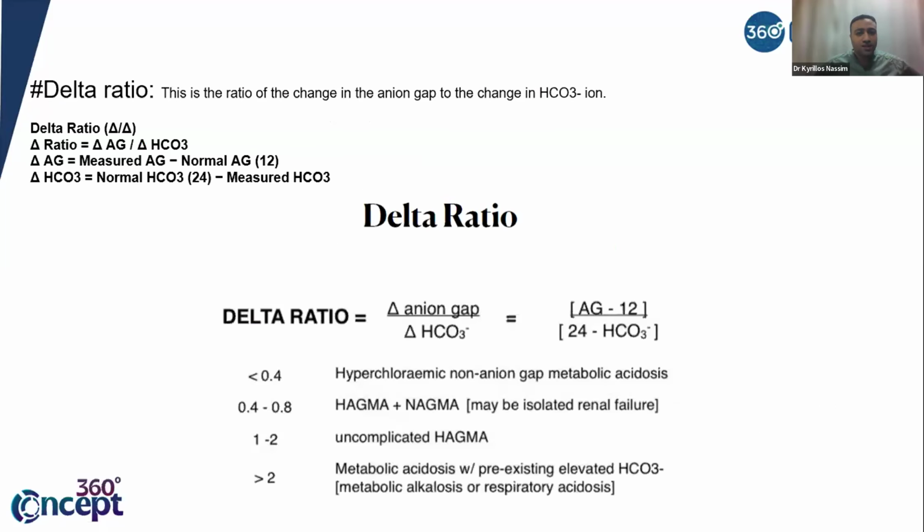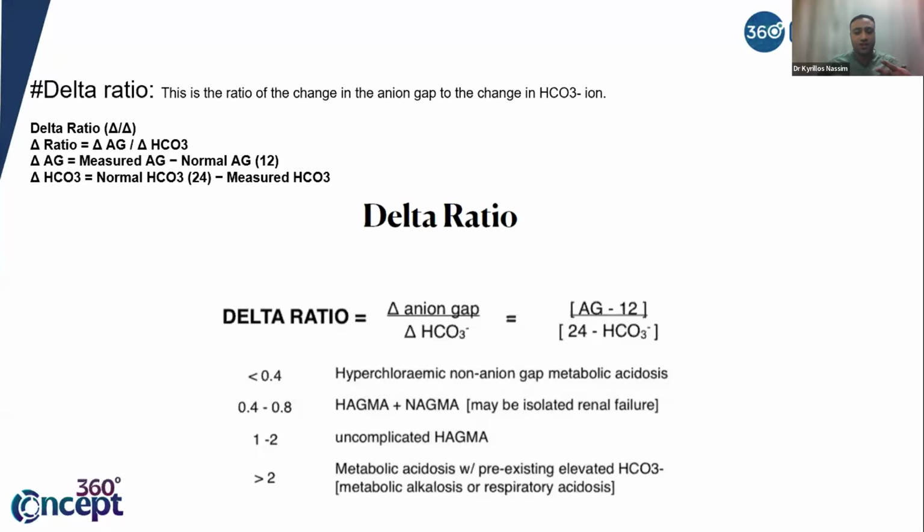So what is the delta ratio here? Delta ratio is the change of the anion gap to the change of bicarb. And you have the calculation here: delta anion gap, measured anion gap minus normal anion gap, which is 12, over normal bicarb, which is 24, minus measured bicarb in the ABG.